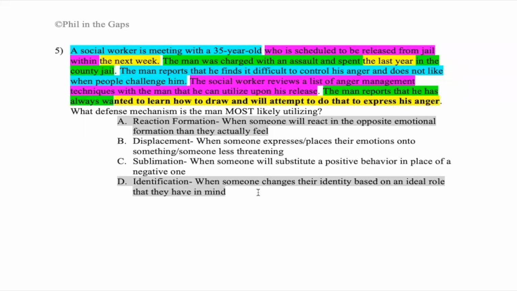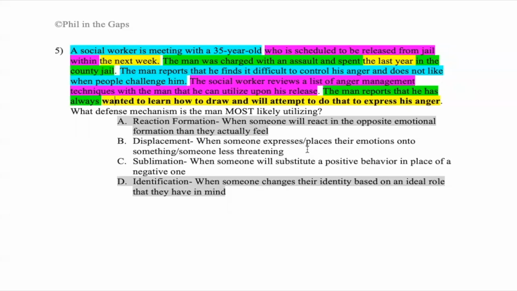that we showed him. So now we're between B, displacement, where he expresses or places his emotions onto something less threatening, and C, sublimation, where he's substituting a behavior in place of an old behavior. So if we look back at the question to make sure we're not making a mistake, he's going to be released from the county jail within the next week. He finds it difficult to control his anger, views a list of anger management techniques, and he states that he's always wanted to draw. So he may attempt to draw in order to express his anger.